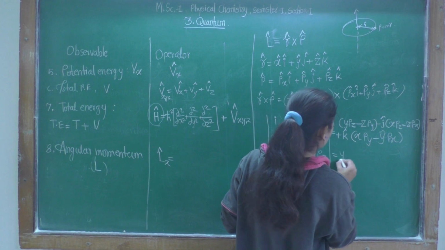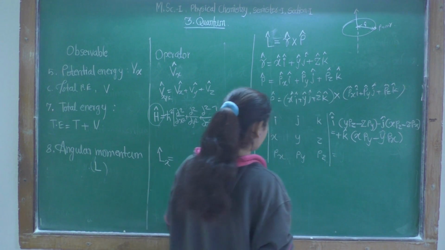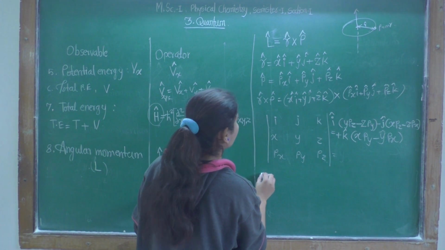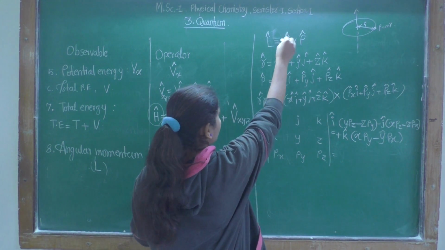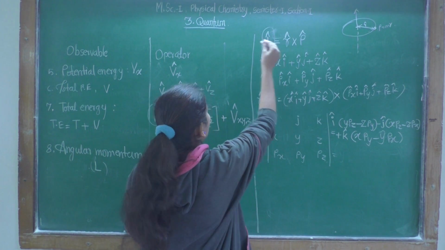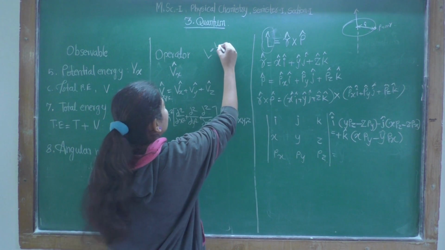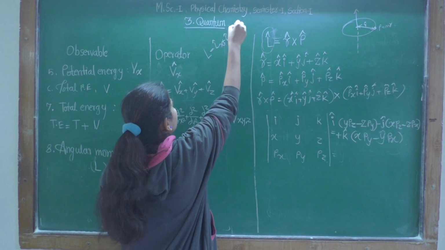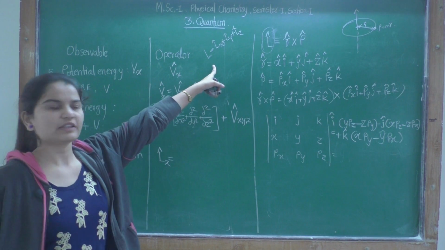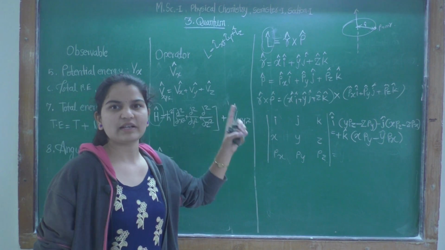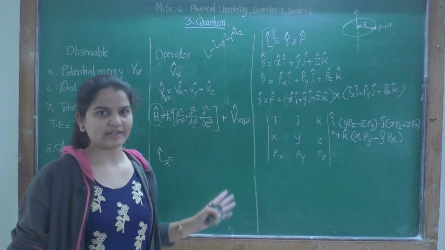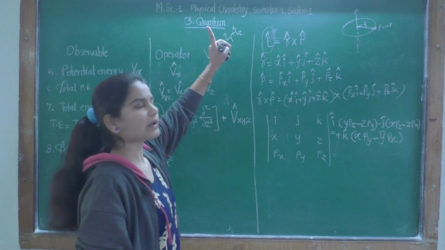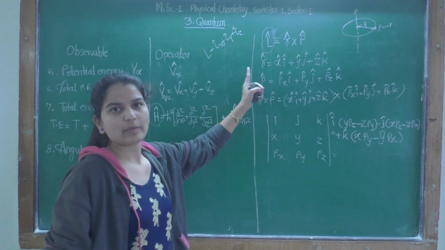See, what is this thing? We can say that this total thing is L. What is L? L can be written as Lx plus Ly plus Lz. The total angular momentum can be written as the sum of angular momentum along all three axes, right? Lx, the angular momentum along x, plus angular momentum along y axis, plus angular momentum along z axis.